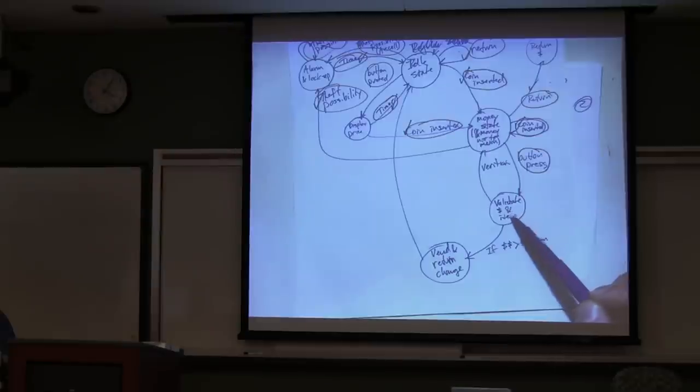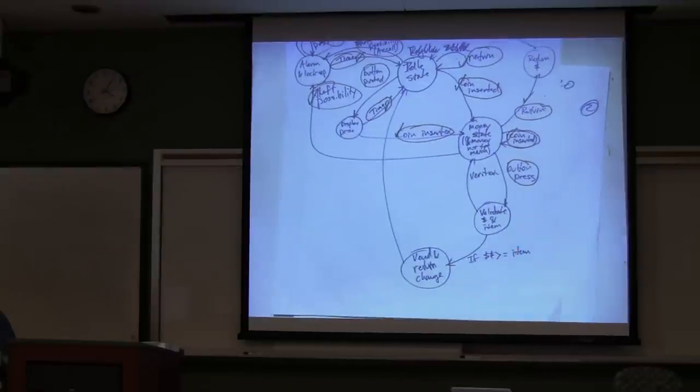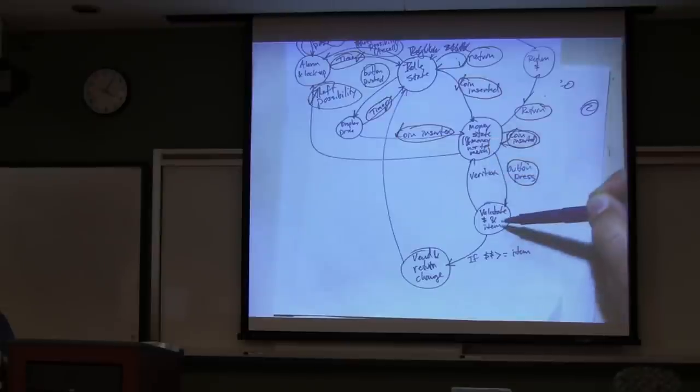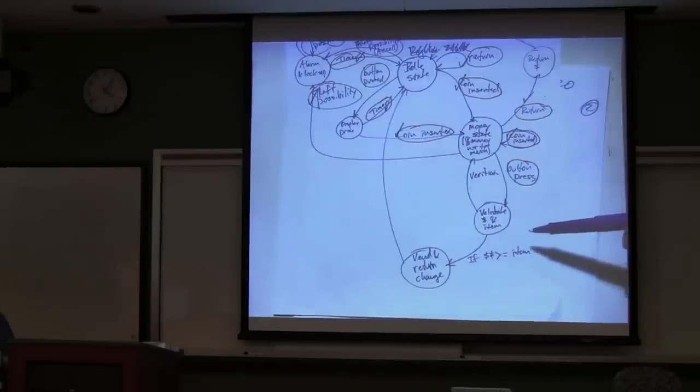We haven't done the validate money and item transition, right? If we're in the validate money and item state, what do we do? How do we get out of there?